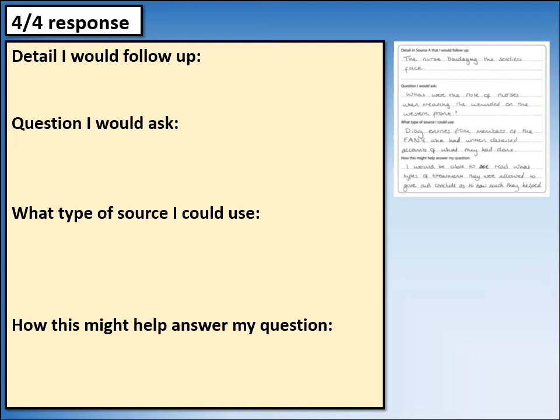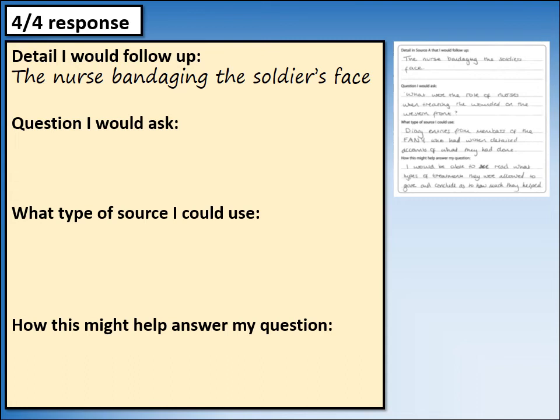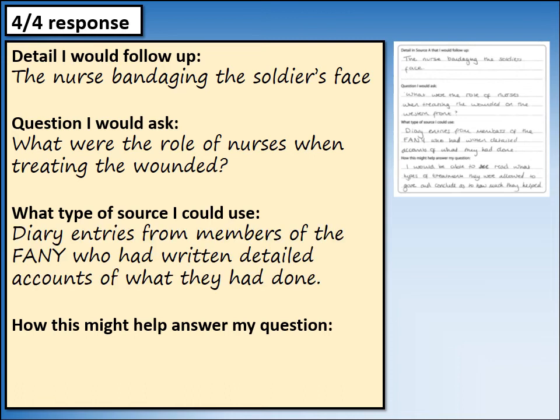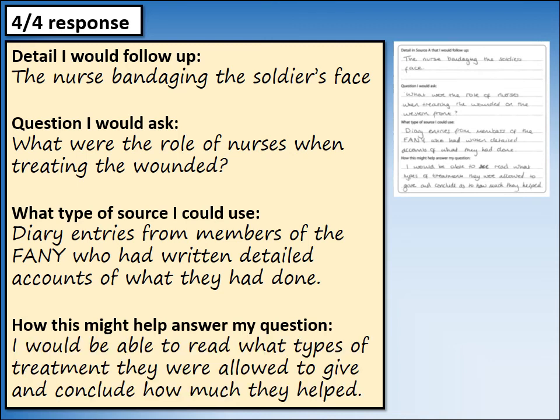So let's have a look at a stronger response, and again just see if you can compare the two. The detail I would follow up this time is the nurse bandaging the soldier's face. A question I would ask is, what was the role of nurses when treating the wounded? What type of source I could use is diary entries from members of the Fanny who had written detailed accounts of what they had done. And how that might help answer my question is I would be able to read what types of treatment they were allowed to give and conclude how much they helped.